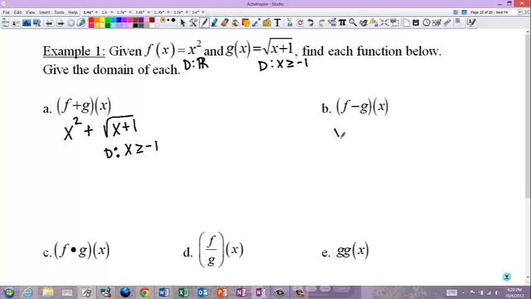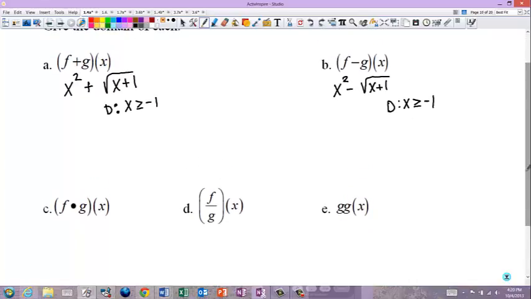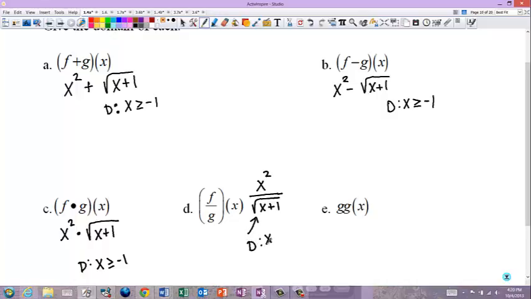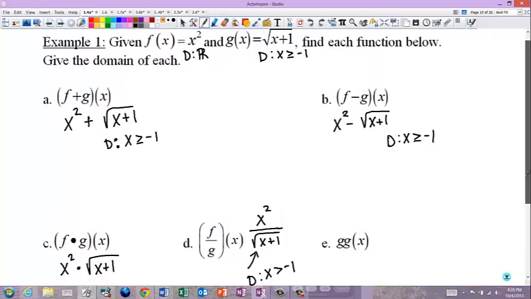F minus g would be x squared minus the square root of x plus 1, again, where the domain is x greater than or equal to negative 1. F times g would be x squared times the square root of x plus 1, still greater than or equal to negative 1. F divided by g is x squared over the square root of x plus 1. This one, though, the square root is in the bottom, so x cannot be equal to negative 1 either, so it's just greater than. Now, g and g is where this whole the domain can't be bigger thing comes in.